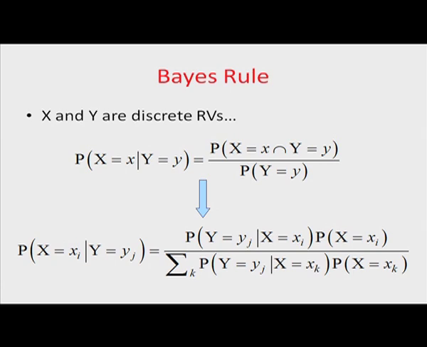Now, we come to a very important rule called Bayes rule. Bayes rule is very important in Bayesian learning, as we will see. Suppose X and Y are discrete random variables, then this conditional distribution, let me first write it in a simple way. Bayes rule.